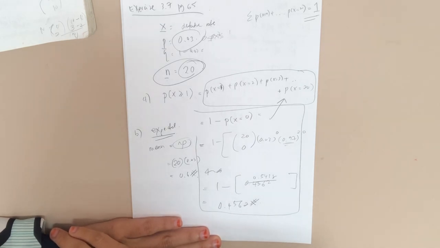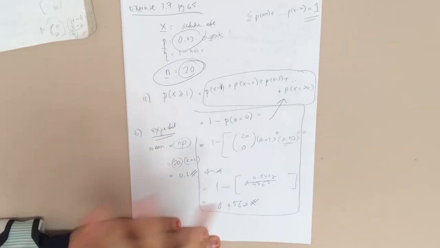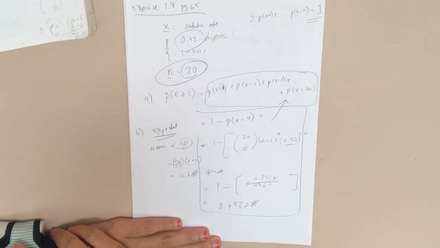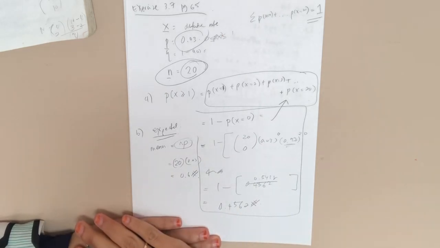Okay, so this is all about an example of the binomial distribution. I will proceed with the next examples of hypergeometric and Poisson in another video. Okay? Alright, class.